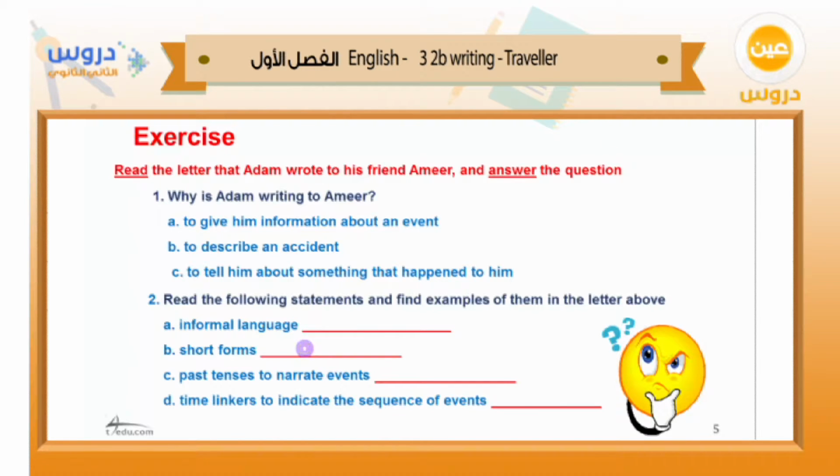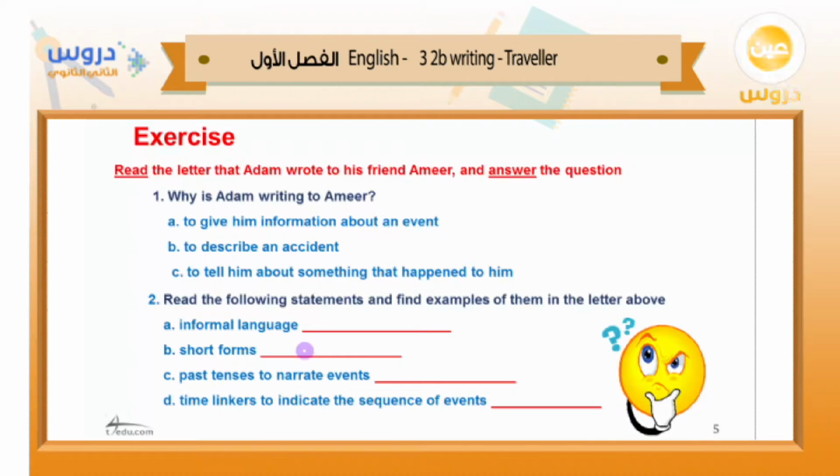The short forms that we just talked about are like I am, you can write it I'm. Do not, you can write it don't. Does not, you can write it doesn't. Cannot, you can write it can't. So you can use some forms which are short, and this is also some kind of informal writing in narrative writing.